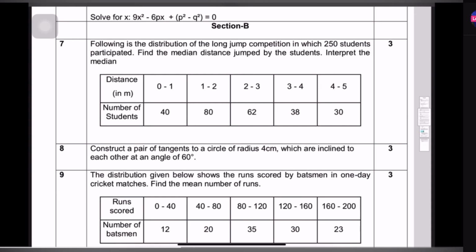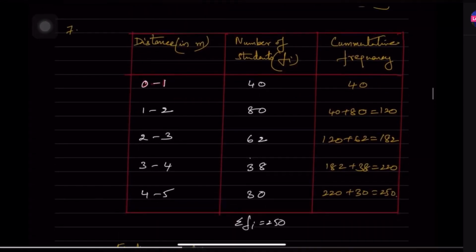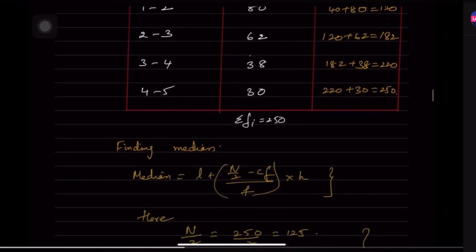So we have to find out the cumulative frequency for this, and then using the median formula we'll find the median. So now this is the way we are having distance in meters, number of students is fi, and cumulative frequency. The first cumulative frequency is 40, then 40 plus 80 is 120, then 120 plus 62 is 182, then 220, then 250, and the total of all the number of students is 250.